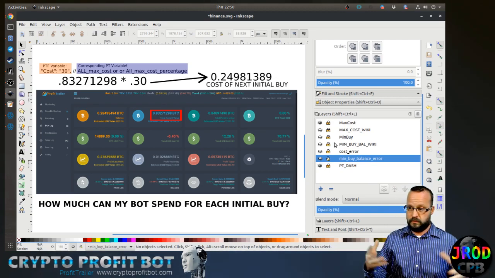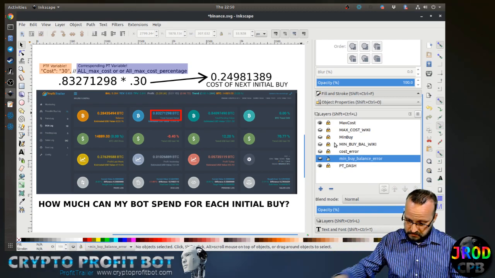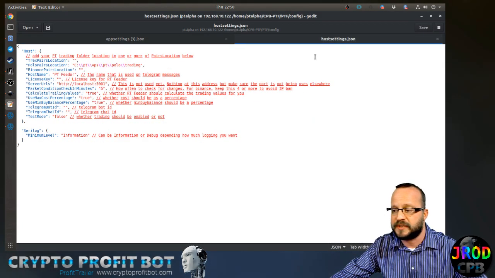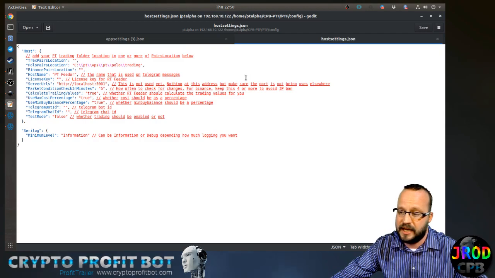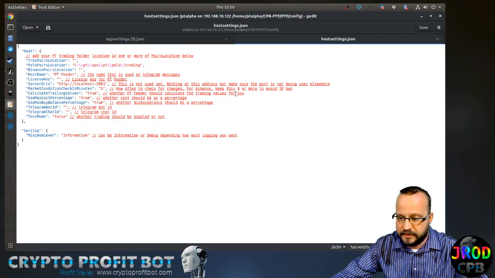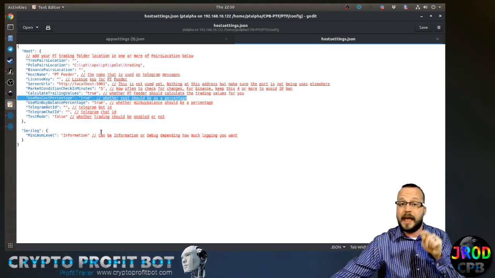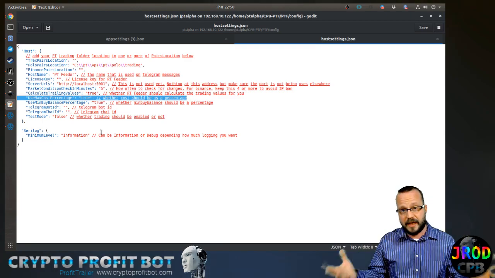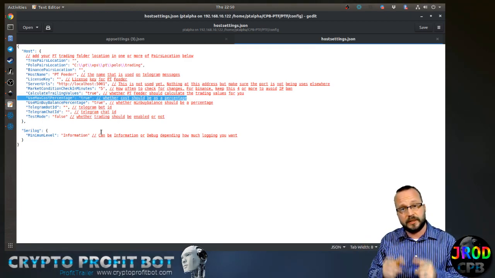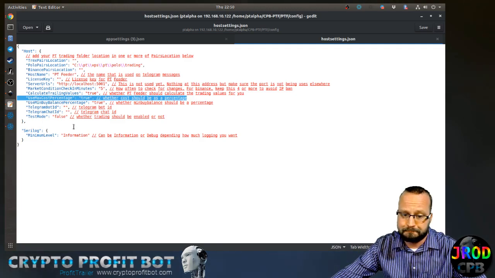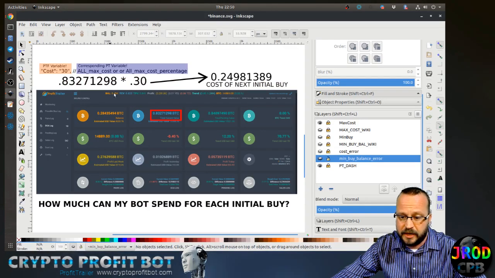And you'd say, okay, where's that set? I'll tell you. That value is set in the host settings file in your PTF folder. It is set right there: use max cost percentage. If that's true, and it's true by default, so a lot of you will have that as true, that's where you look to make sure if you're absolute or percentage. And that is the same value that's here.